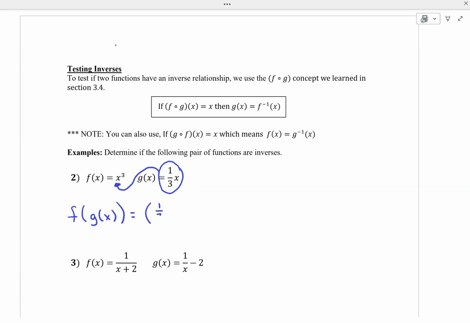So we're going to have 1/3 x squared. Okay, well, cubed. I guess I need some more coffee this morning. So 1 cubed is 1, 3 cubed is 27, x cubed is x cubed.